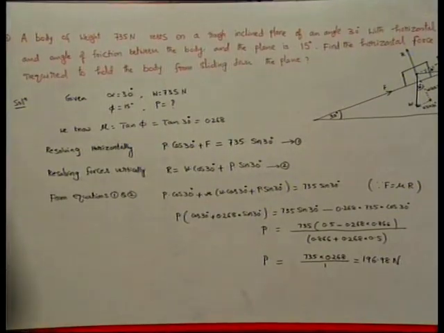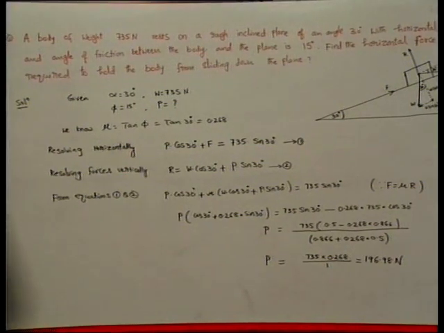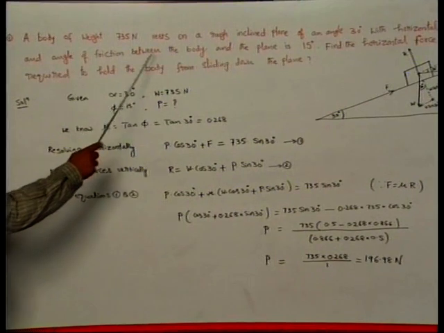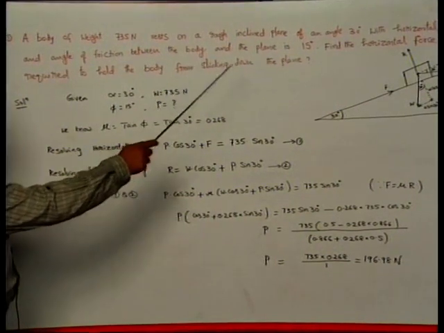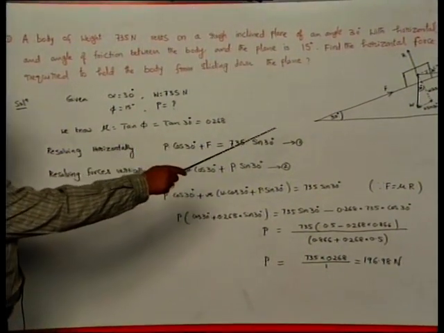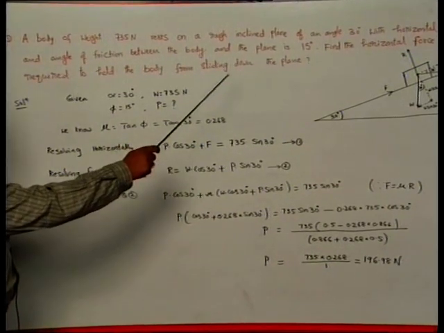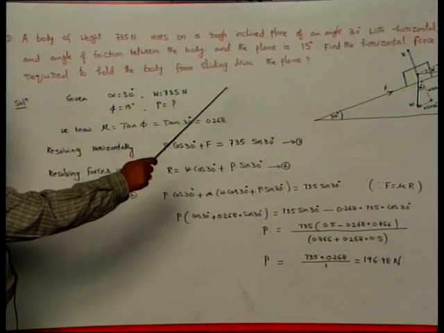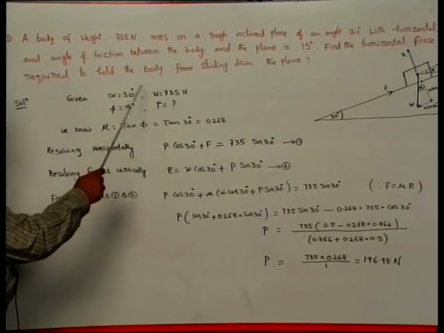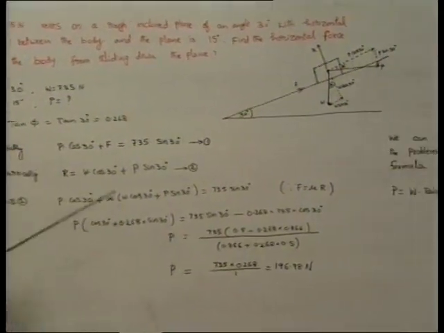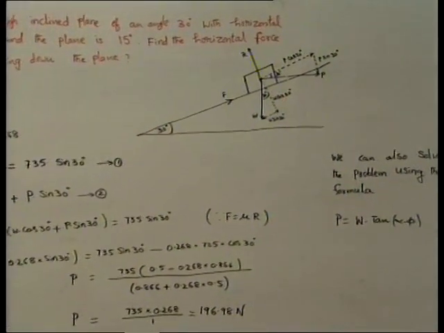Now we shall solve a couple of examples for the inclined plane. The first example: a body of weight 735 Newton rests on a rough inclined plane of angle 30 degree with the horizontal, and the angle of friction between the body and the plane is 15 degree. Find the horizontal force required to hold the body from sliding down the plane. First of all, let us draw the diagram for the problem.